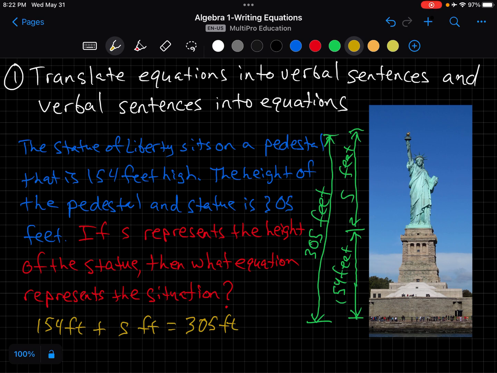So if we subtract 154 feet from each side of the equation, we get that S is equal to 151 feet. Pretty tall statue. But did you know there are other statues in the world that are taller than the Statue of Liberty? And if you know what they are, I'd like for you to comment and let me know.